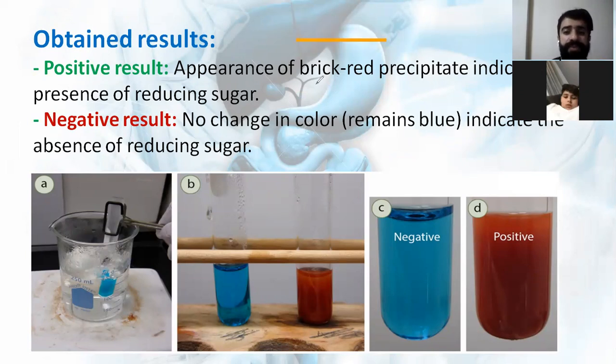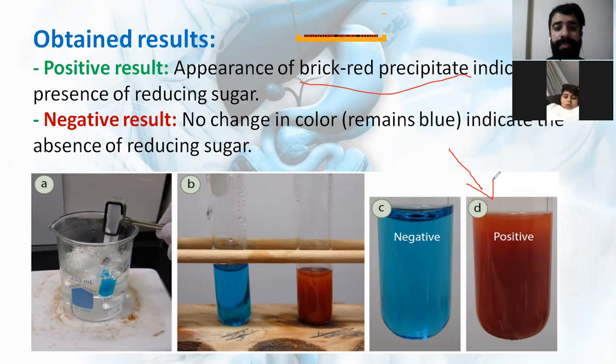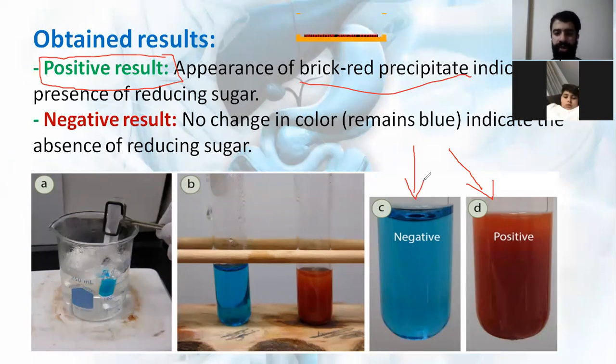So whenever we have a brick red precipitate, this one is the brick red precipitate, this indicates the presence of reducing sugar, and this is the positive result. Whereas for the negative result, there is no change in the color. The color remains blue, so there is no reducing sugar. This indicates the absence of reducing sugar.